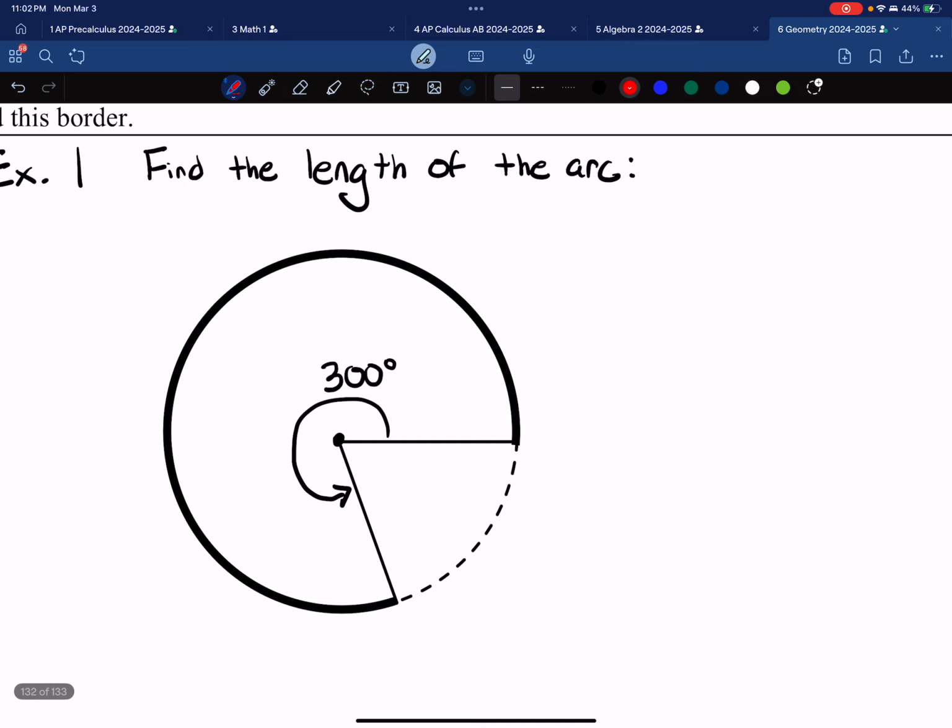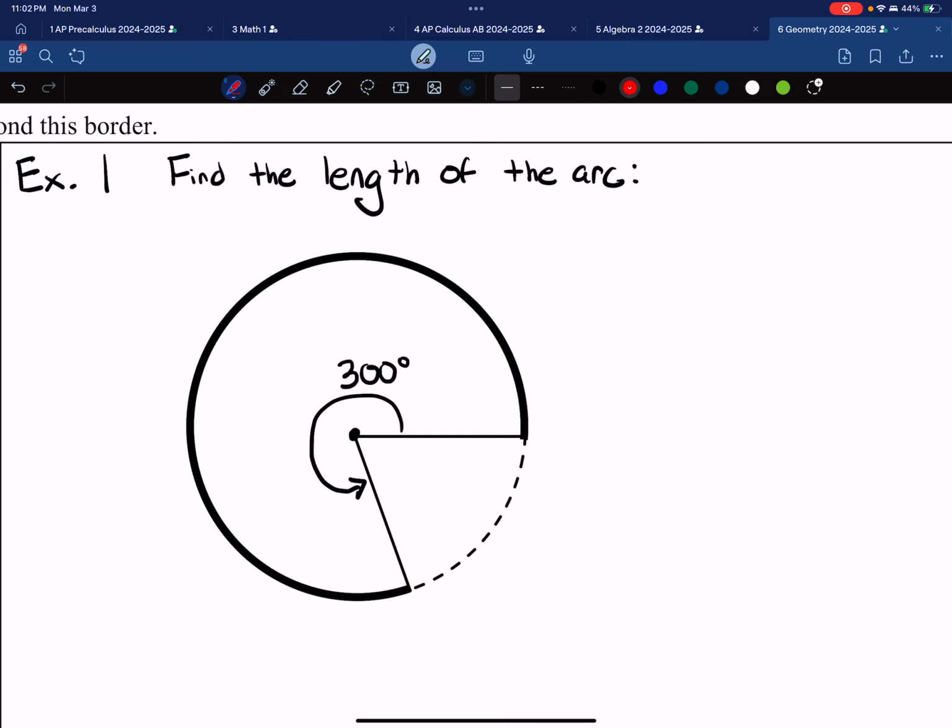So first, in example 1, we're trying to find the length of the arc. So we're trying to find how far I'm traveling around here. We're missing some critical information here, so let's go ahead and make the radius a random 5 meters. In order to do this, we're just going to use our formula. This is one of those plug and chug lessons, unfortunately. Let me just write the formula. It's part of the angle over 360 degrees times circumference, which is 2 pi r.